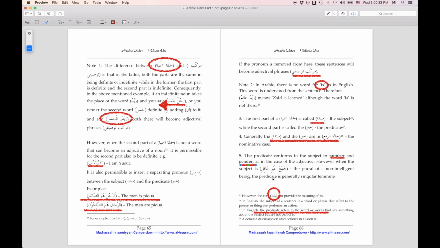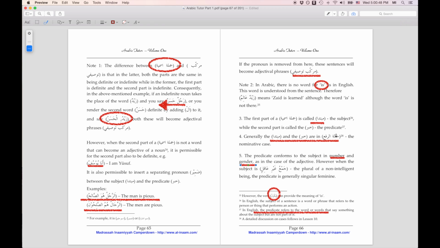However, when the subject is jam'u ghayri aqilin, the plural of a non-intelligent being, the predicate is generally singular feminine. I've gone over this, I think, in one of the previous lessons, lesson 4 or 5.